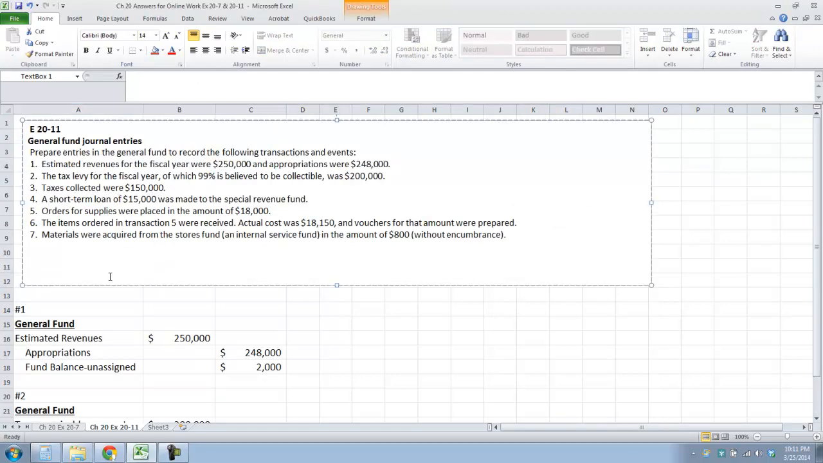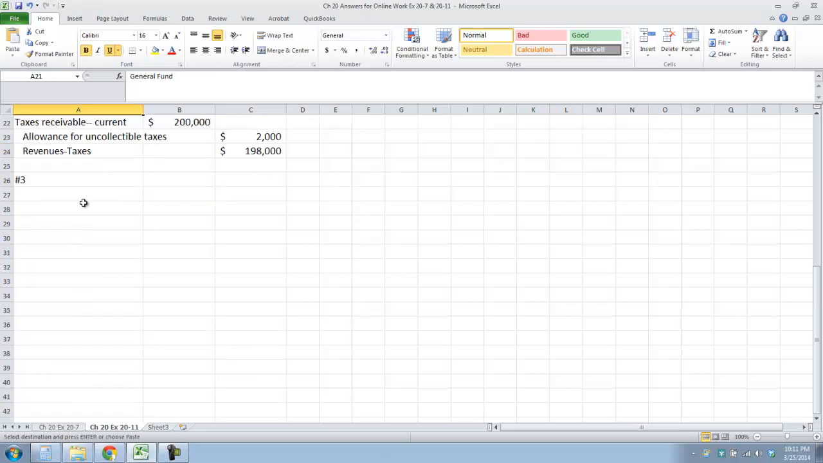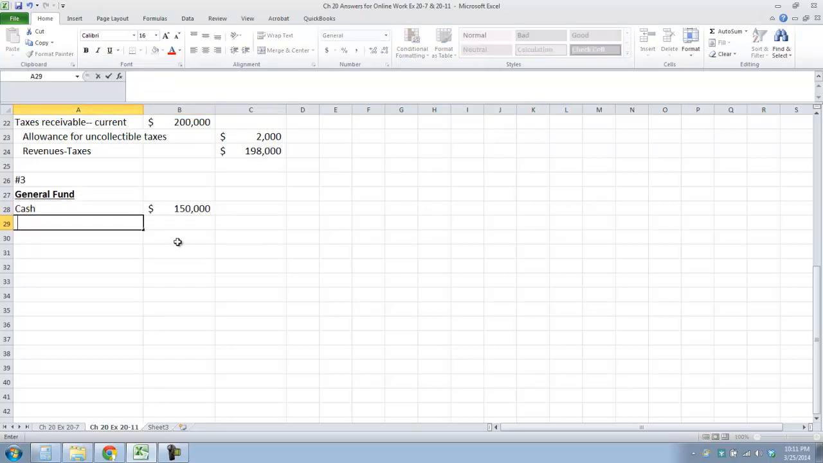Now, number three, taxes were collected. Taxes collected were $150,000. So for the year, taxes collected were $150,000. We're in the general fund. If we collected them, we're going to take in the cash of $150,000. And then we're going to reduce the taxes receivable, current, by $150,000.